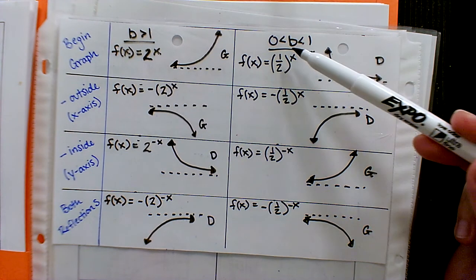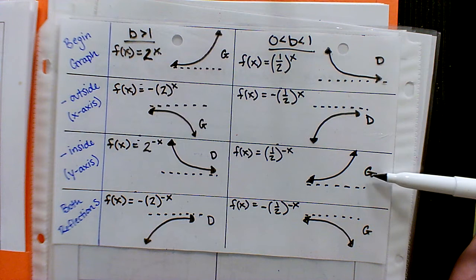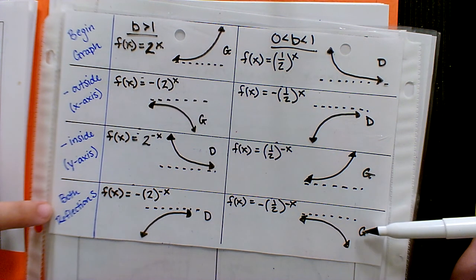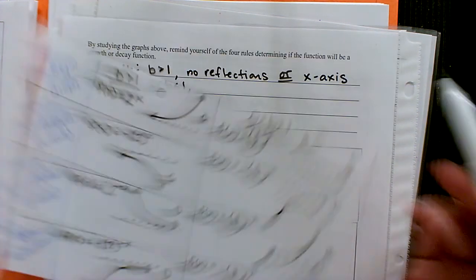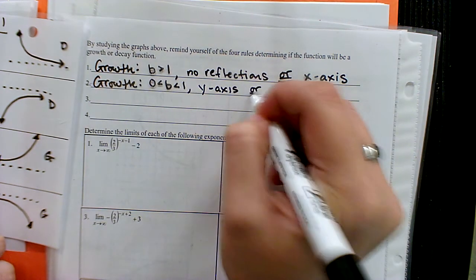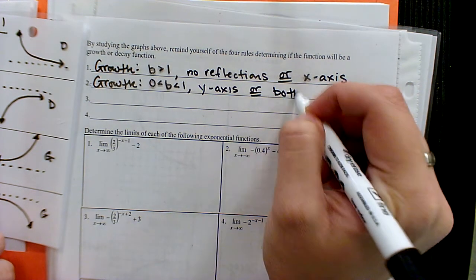Okay, so base between 0 and 1, we either have a y-axis reflection or we happen to have both reflections. So we'll say y-axis or both.